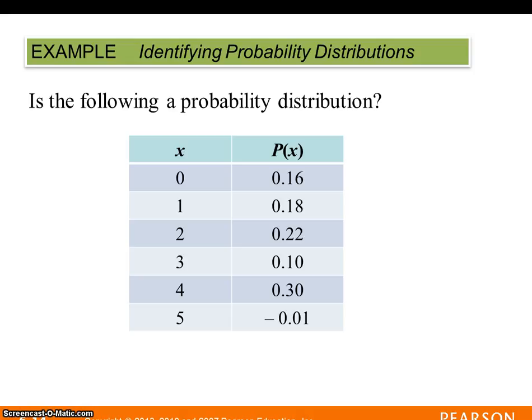Is this a probability distribution? Well, no in this case, because one of the probabilities is negative, right? You can't have a negative probability in order to be a probability distribution.